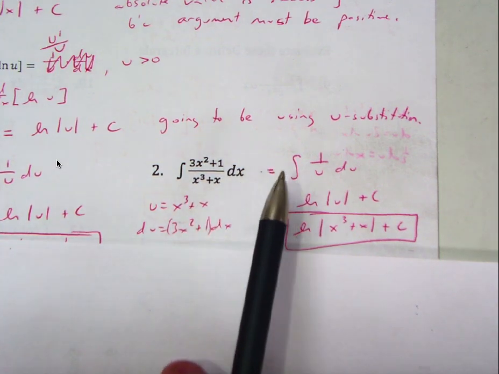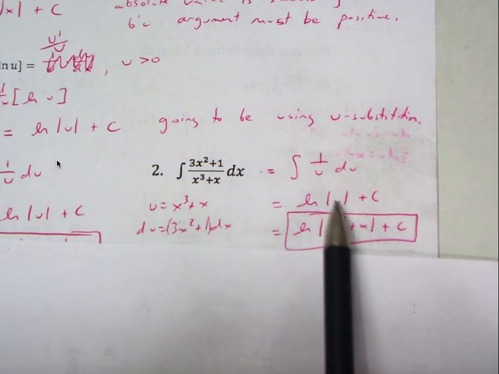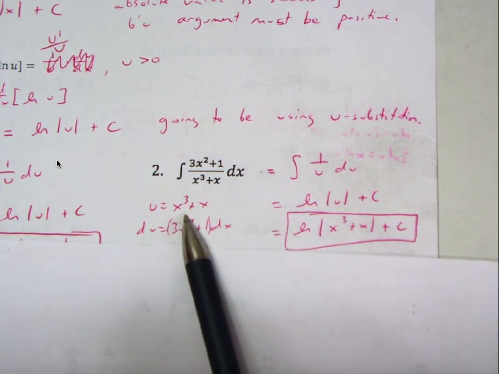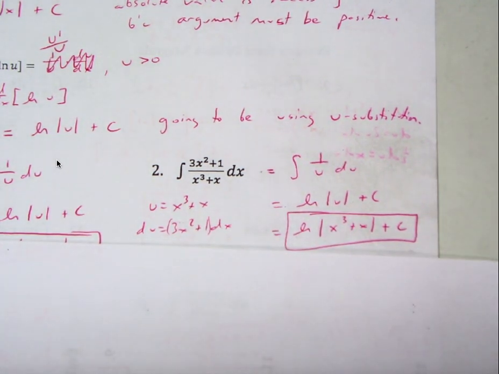I don't like to write du over u. You'll see a lot of stuff in the book or handouts will say du over u. For me, it just makes more sense to write 1 over u du. I don't know why. But then we get natural log of absolute value of u plus c, and then we just make our replacement. Put x cubed plus x back in. Bada bing, bada boom. All right.